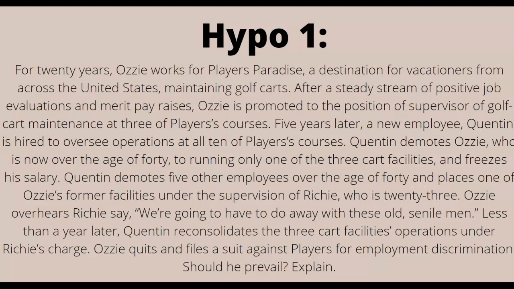5 years later, a new employee, Quentin, is hired to oversee operations at all 10 of Players' courses. Quentin demotes Ozzy, who is now over the age of 40, to run only one of three cart facilities and freezes his salary. Quentin demotes 5 other employees over the age of 40 and places one of Ozzy's former facilities under the supervision of Richie, who is 23.